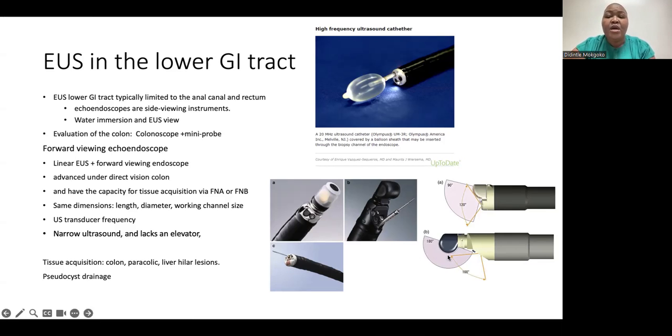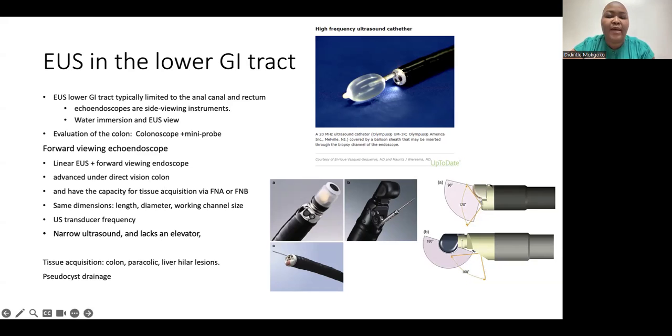The problem is you obviously have to accommodate the forward viewing endoscope component, which means you've lost some of your transducer. Where a normal linear echo endoscope gives you a 180-degree view from your transducer, with the forward viewing echo endoscope you're only able to get 90 degrees because of that reduced surface area of the transducer. And you're able to get a little bit bigger endoscopic view because of the forward viewing orientation of the optics. So this means you can advance an echo endoscope under direct vision into the proximal colon.